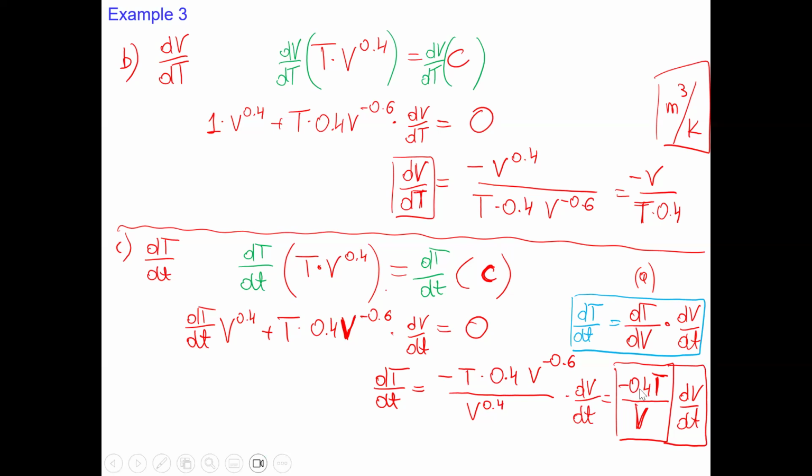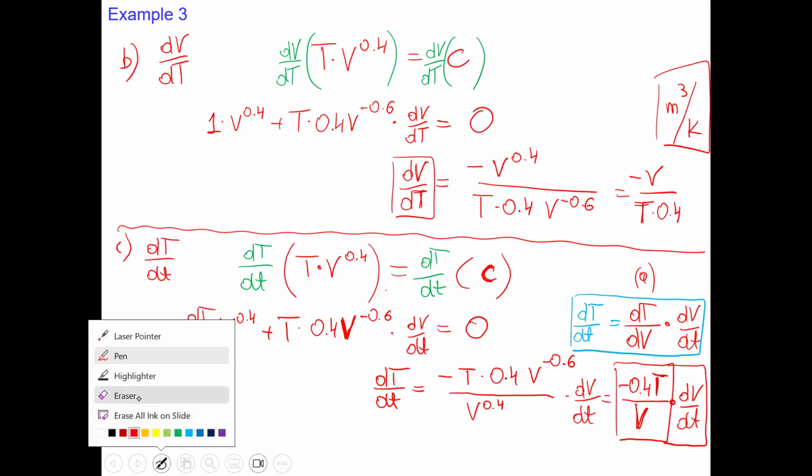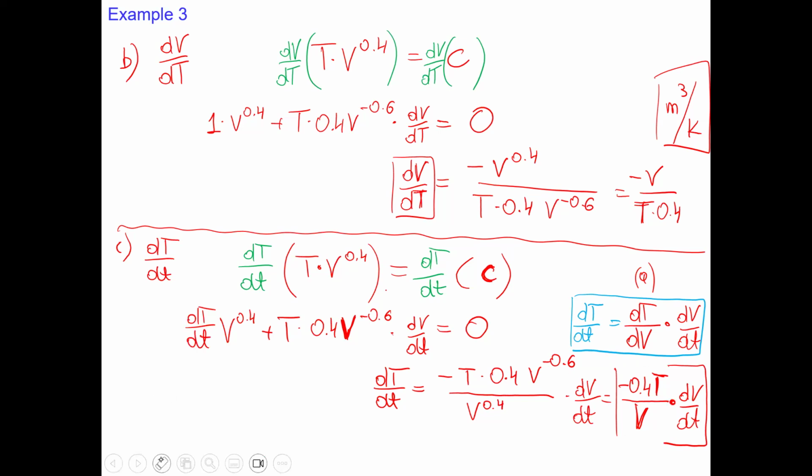Negative 0.4 T over V dV times dV/dt. I don't like dividing this. Okay, we're almost there. Just the units, but it's just temperature, which is Kelvin, and what was the time? Oh no, it was hours. Kelvin with respect to hours, how the kelvins change with respect to time. Really nice.